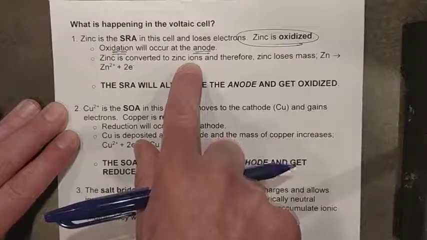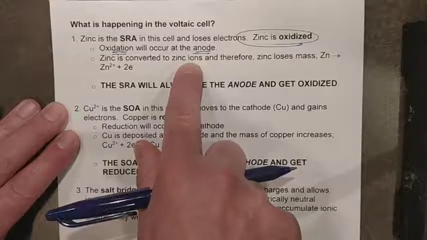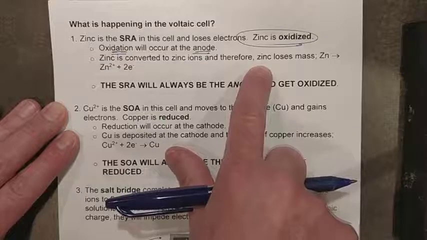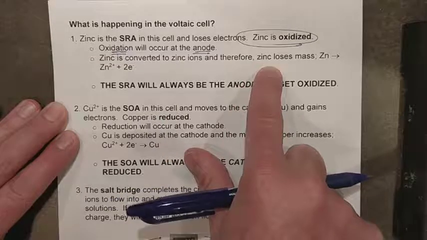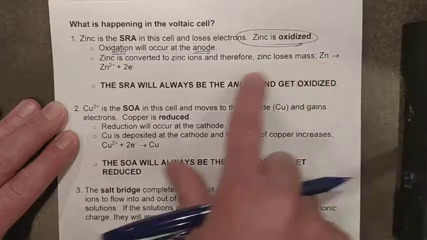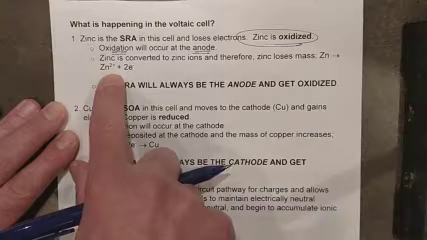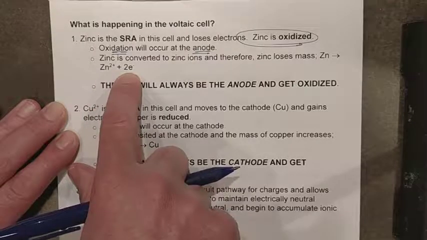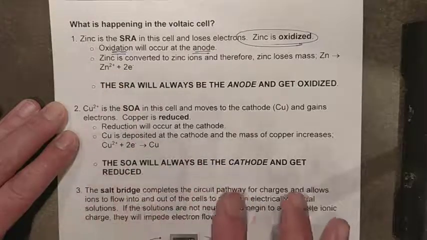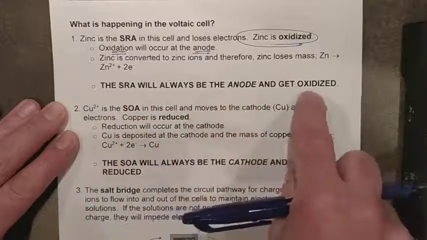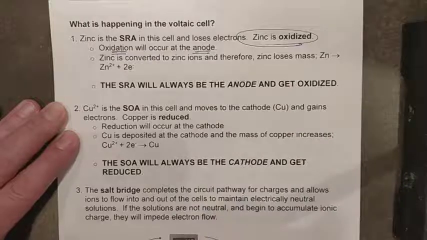Here's a neat little side effect of your batteries and one of the reasons why they die. Your zinc is being consumed. Zinc loses mass because if you look at the half reaction, you have elemental zinc, the electrode, turning into zinc 2 plus ions, part of the solution, with those extra electrons. So the anode will lose mass all the time. The SRA will always be the anode, get oxidized, and lose mass.